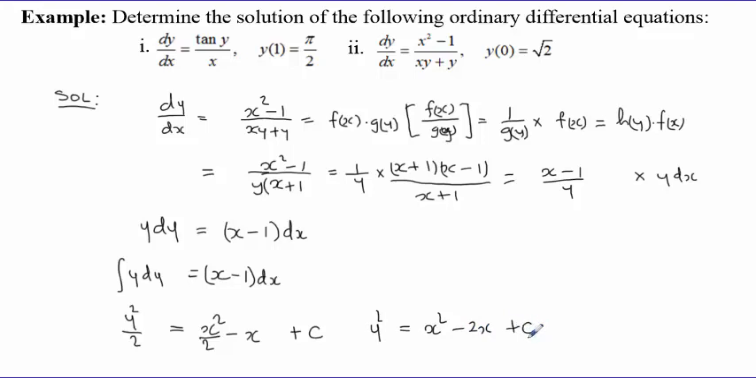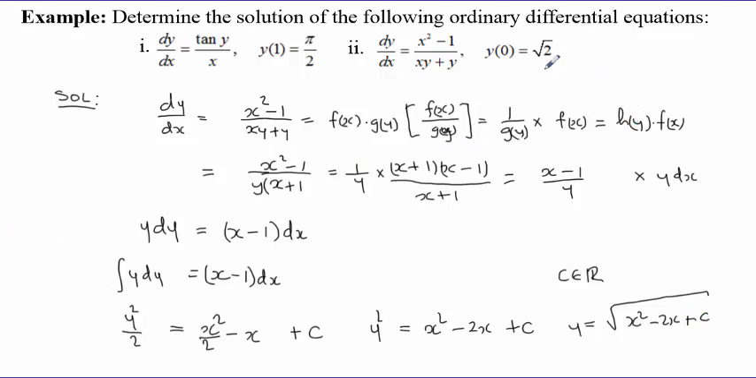I'm going to write c again here, because c is a real number, and if multiplied by 2, I'll simply get a constant again, which is a real number. So we'll leave it like that. Then finally, we've got y equals the square root of x squared minus 2x plus c.